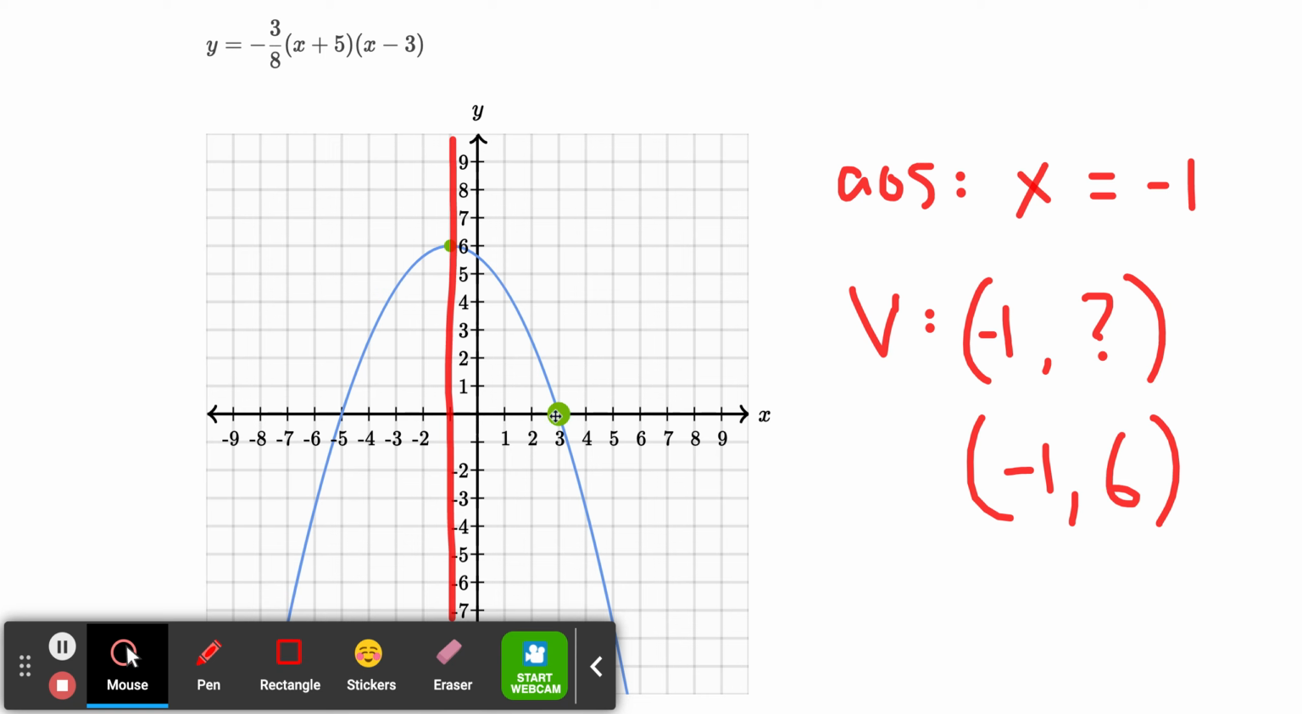And then we already know one of these is the x-intercepts, so then it's symmetrical over the other side. So we're good. Okay? So that's how you graph these.